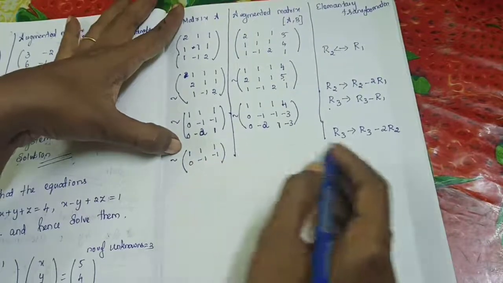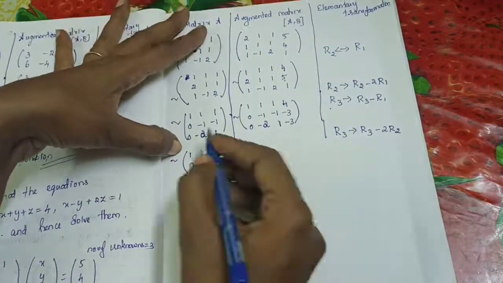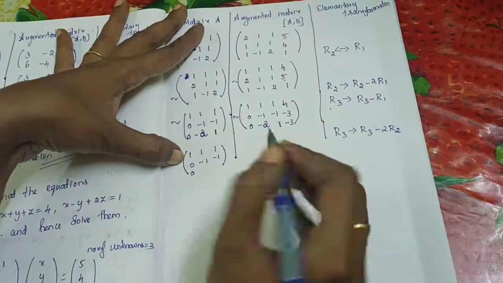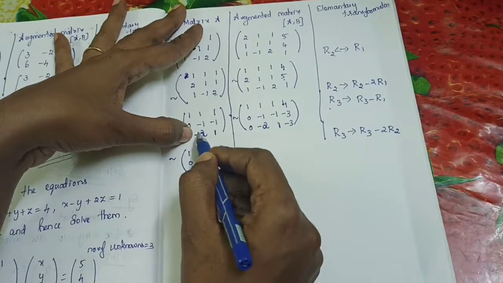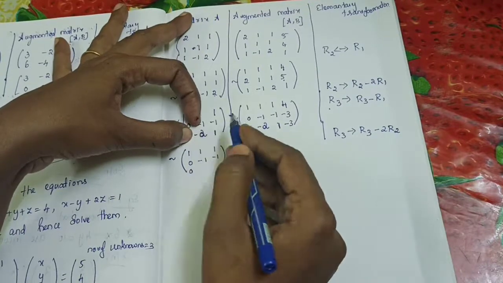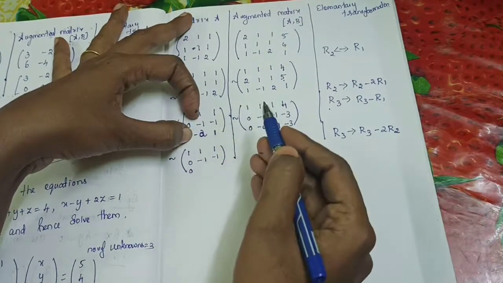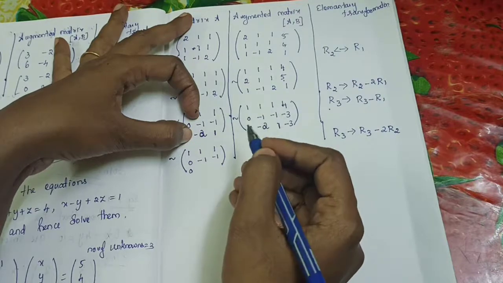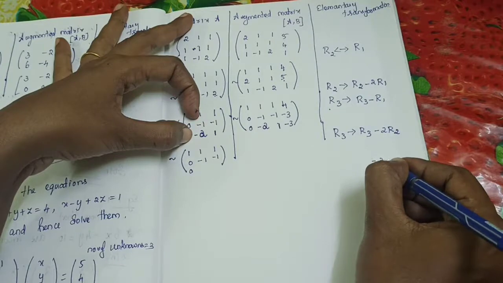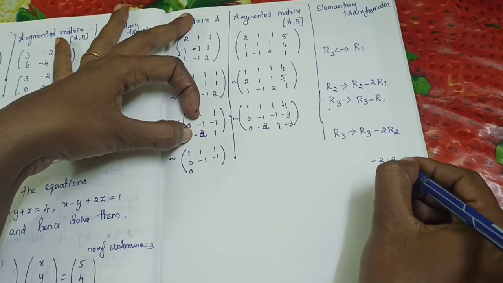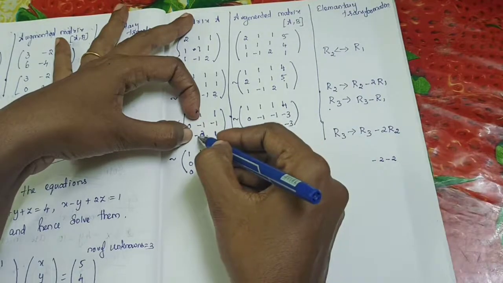Okay. So R3 implies R3 minus 2 R2. So 0 minus 0, anyhow it will be 0. Then R3, so minus 2 minus 2 into minus 1. If you can't find this, do it separately. Understand? So I am writing it on the side. That is minus 2 minus 2 into, that is minus 2.